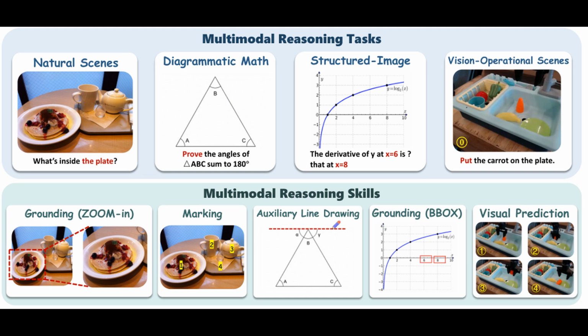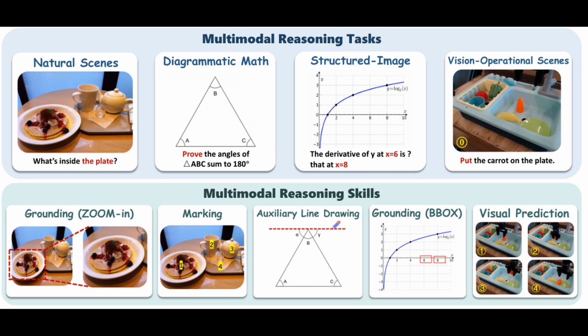Let me show you this figure from the paper that really illustrates the diversity of multimodal tasks we need AI to handle. Look at this. We have natural scenes where the AI needs to identify what's on a plate, diagrammatic math problems, structured images like charts and graphs, and even vision operational scenes where the AI needs to understand how to manipulate objects.